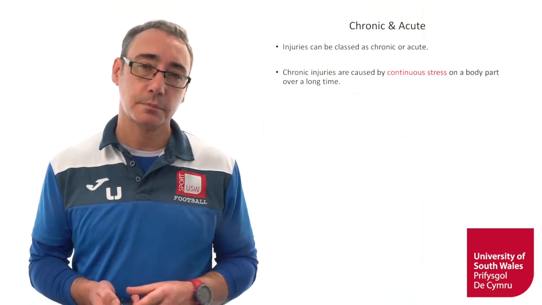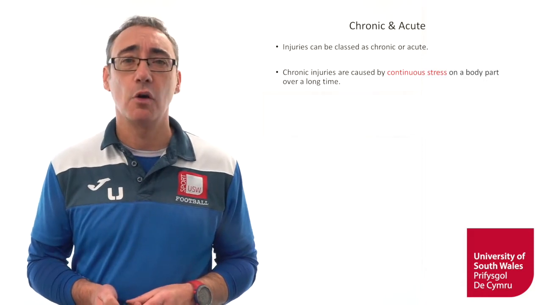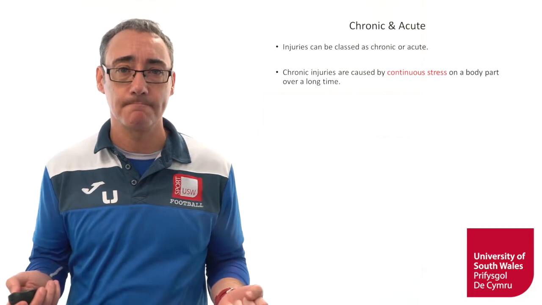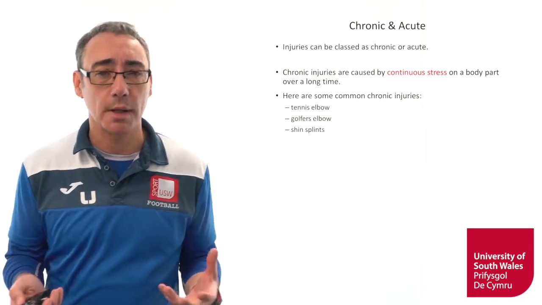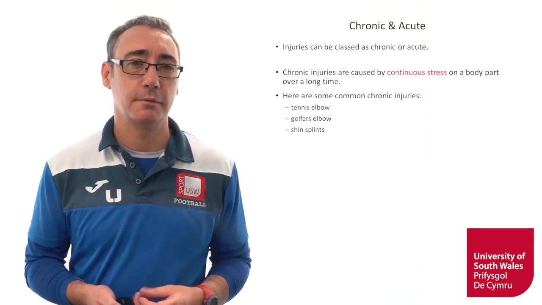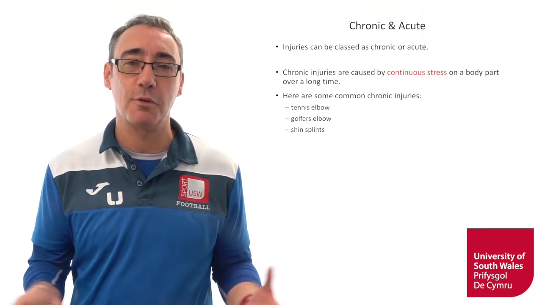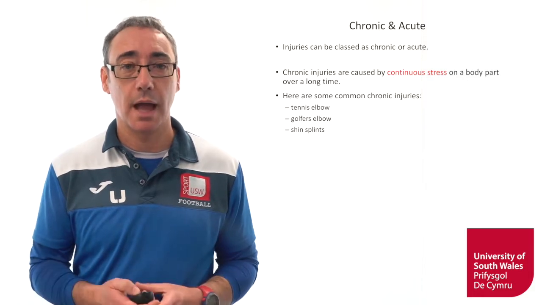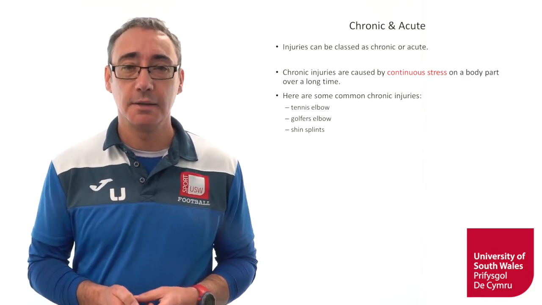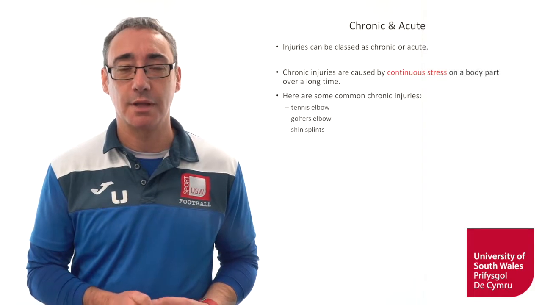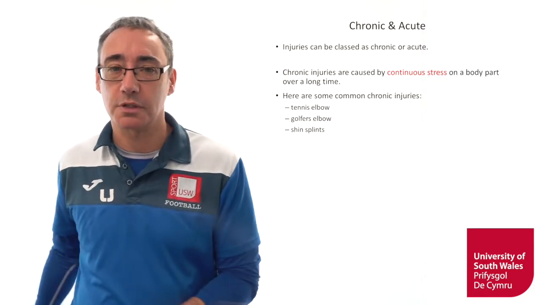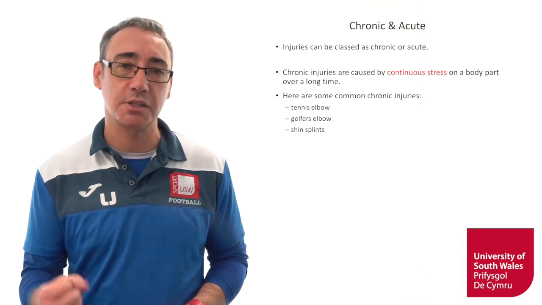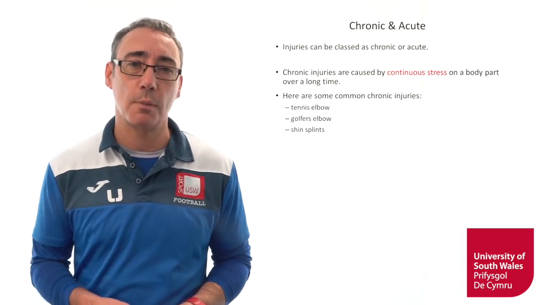Now, chronic injuries, they're caused by continuous stress on a body part over a period of time, okay? Here are some common chronic injuries, and they're called in their basic terminology: tennis elbow, golfer's elbow, and also shin splints. You see, elbow gets quite a lot of damage there. It's used quite a lot in racket sports and sports where there's manipulation, constant use, continual stress placed on that joint, okay? And that can cause a lot of problems.